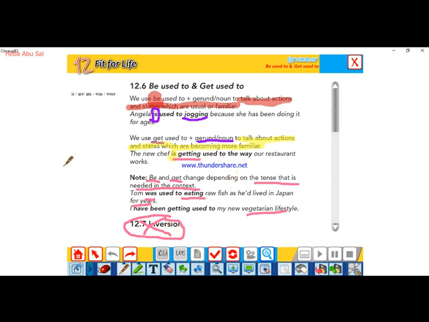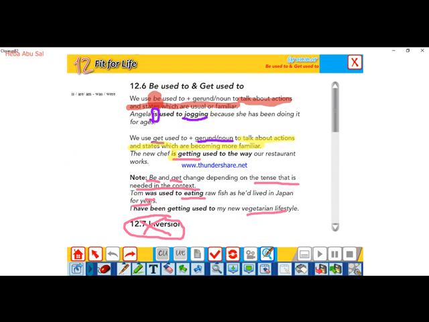Again, let's make a summary. Be used to and get used to. Be used to plus a gerund or a noun. We use it when we want to talk about something that we are usual or familiar with. But get used to is something I am still getting used to, or I am becoming more familiar with.